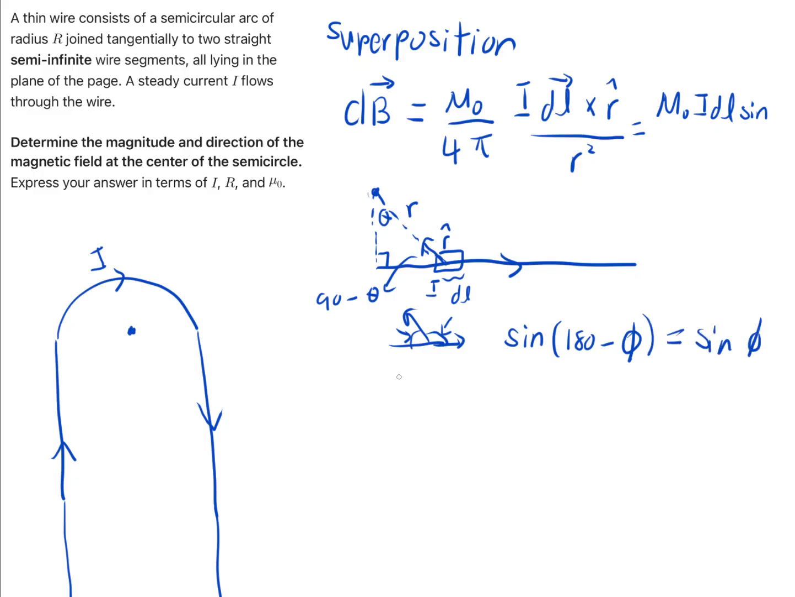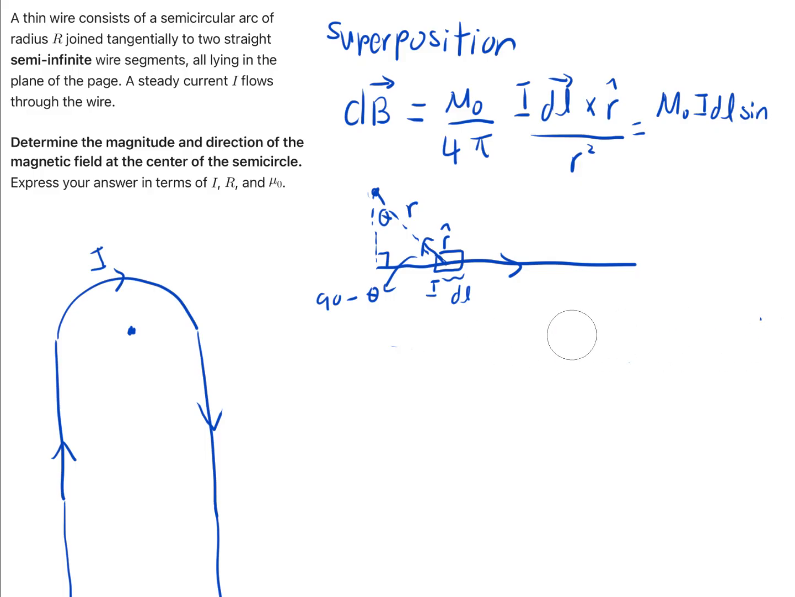But basically what this is saying is it doesn't matter if we use this side of the angle or this side. Either way will give the same result. So we will pick this side for simplicity, and this angle is given by 90 minus theta. And we use this angle because it's the angle between the vector dl and the unit vector r hat. It's not this theta here. That's a different angle.